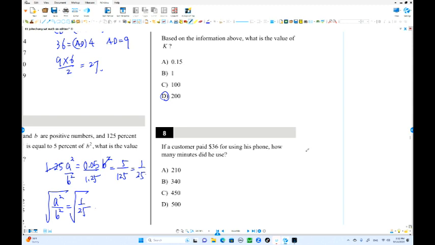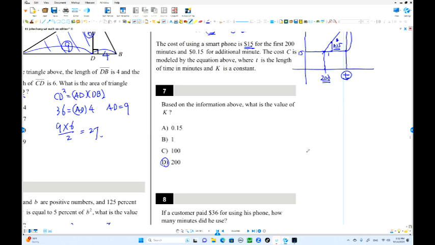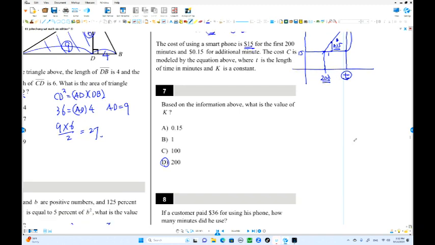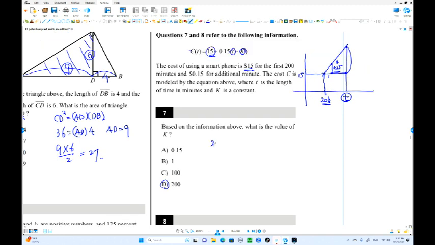If the customer paid $36, more than $15, it should be more than 200 minutes, okay? So you can use 36 over here. 36 equals 15 plus 0.15 times t minus 200. So minus 15, that is 21, and divided by 0.15, that equals t minus 200, okay?